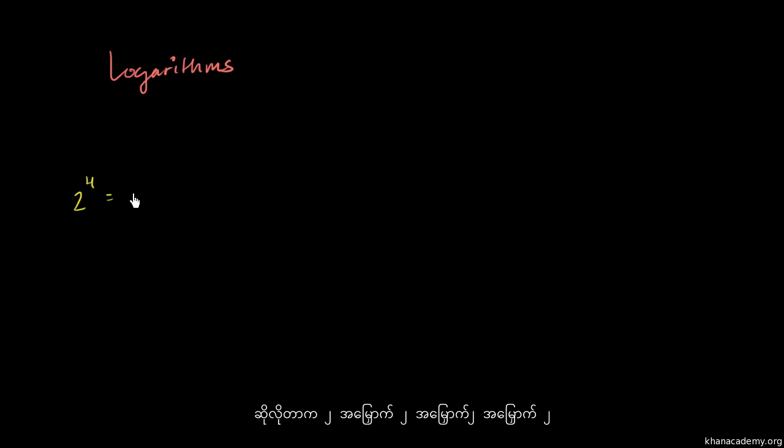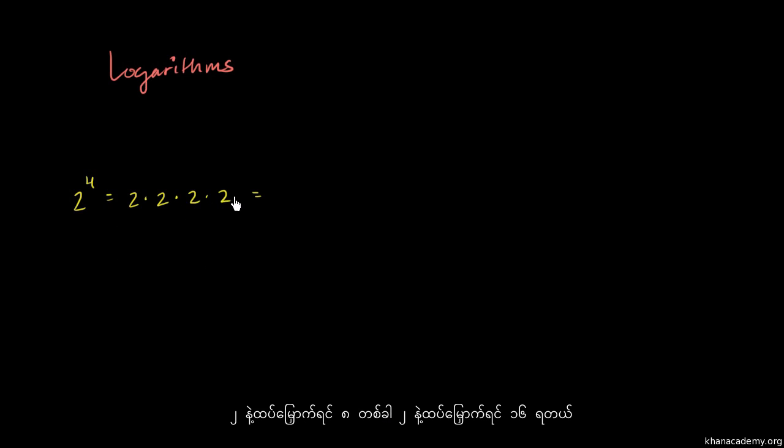Let's learn a little bit about the wonderful world of logarithms. So we already know how to take exponents. If I were to say 2 to the 4th power, what does that mean? Well, that means 2 times 2 times 2 times 2. 2 repeatedly multiplied 4 times. And so this is going to be 2 times 2 is 4, times 2 is 8, times 2 is 16.